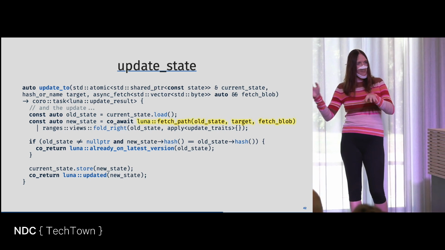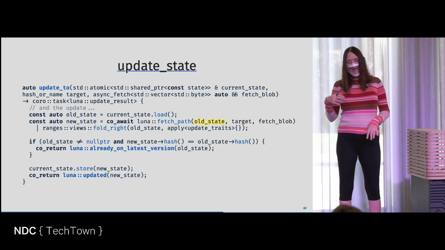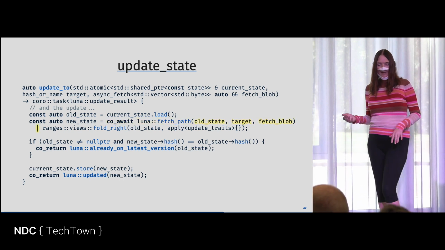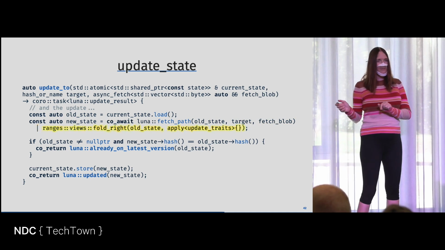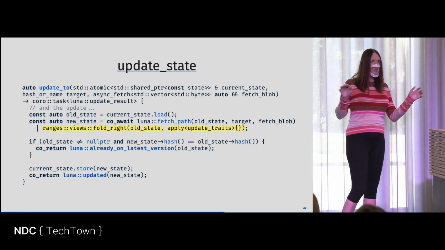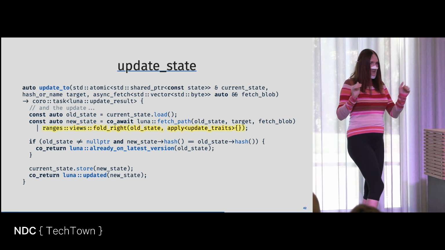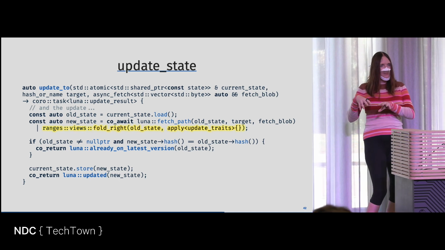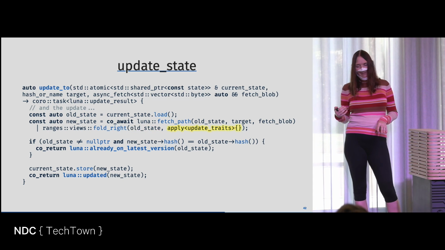Then you will fetch the path, the function we did, wait until it's finished, and then when you are finished, you pipe it and fold it from the right, which is like std::accumulate, but from the right, not from the left, and apply, which is a new type, apply update traits, which is something which is describing how to apply a patch, and that's how you will get the new state.